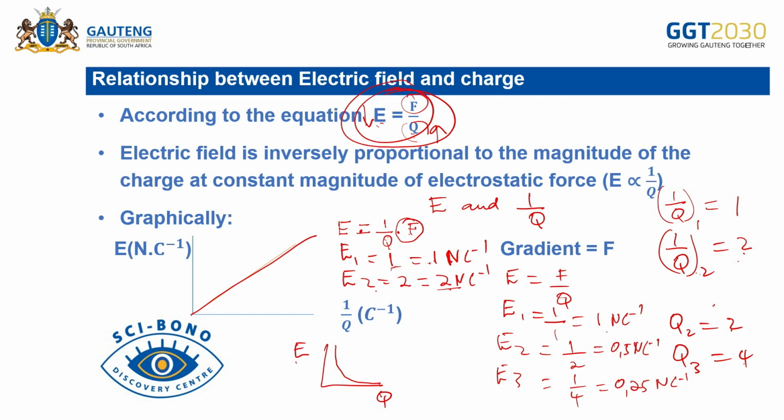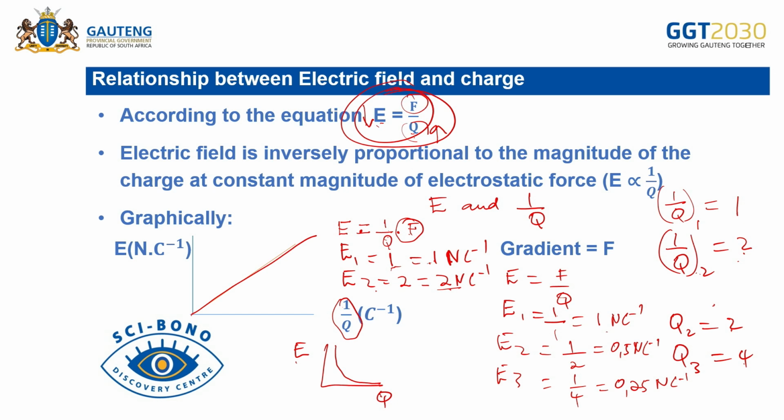They can give you a graph like this and you must be able to answer questions based on it. What is the dependent variable? It's your E, the electric field at a point. What is your independent variable? Along the horizontal axis, your independent variable is not Q. What I see here is 1 over Q, the inverse of Q, which is my independent variable.